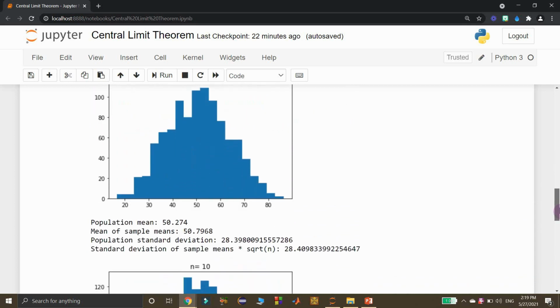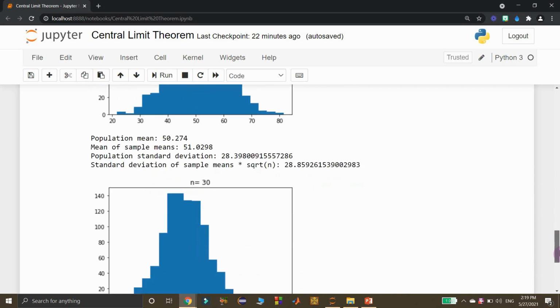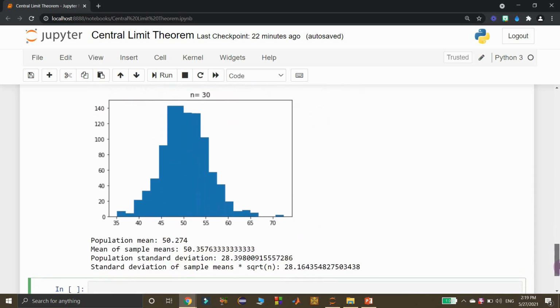For n is equal to 5, those are the values we got. For n is equal to 10, those are the values we got. And finally for n is equal to 30, we got the mean of the sample means, which is nothing but 50.357. See, the population mean and the mean of the sample means are approximately the same. And similarly the population standard deviation and the standard deviation of the sample means multiplied by square root of n, which is 28.164, both are approximately the same.